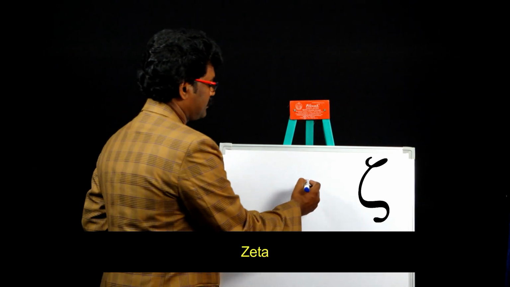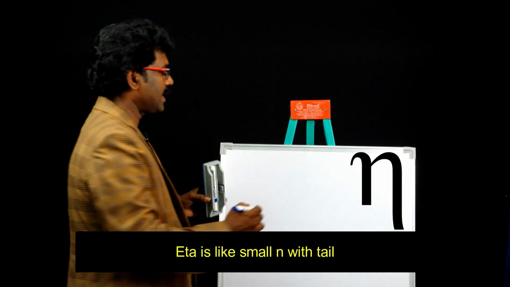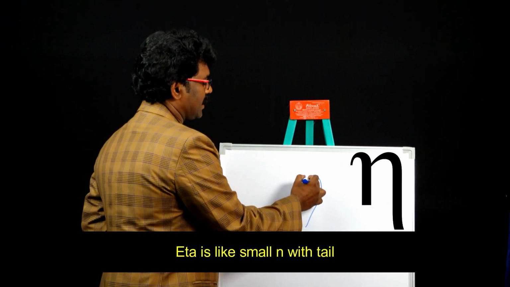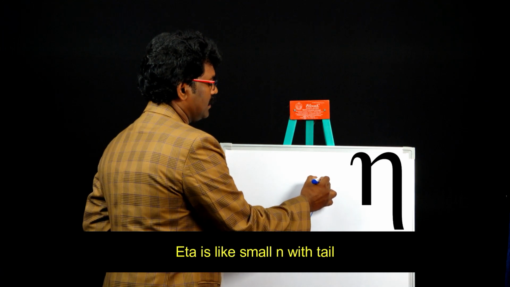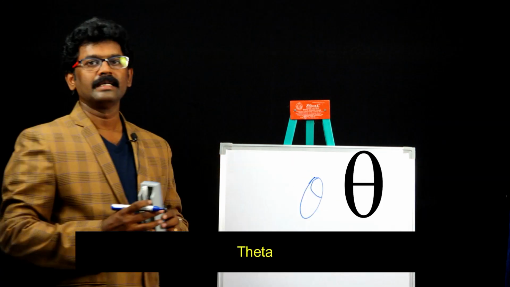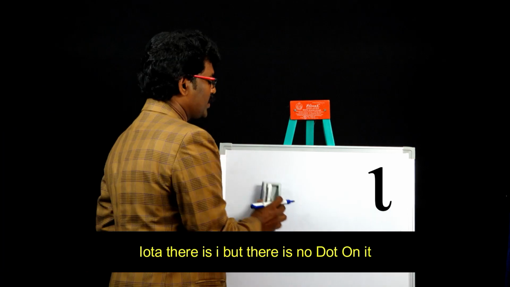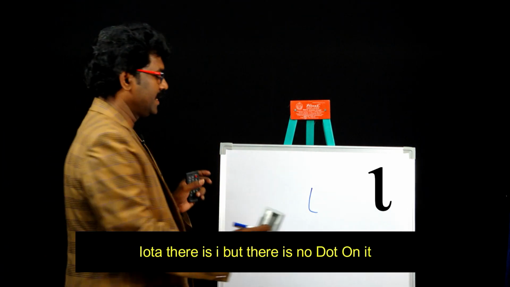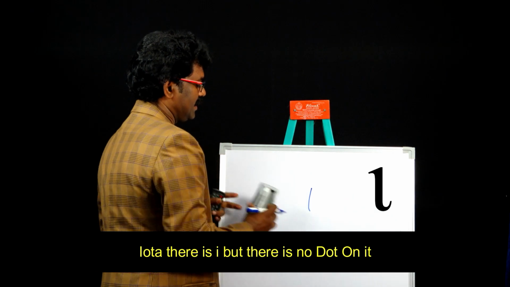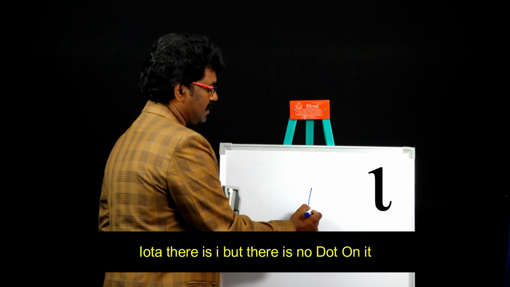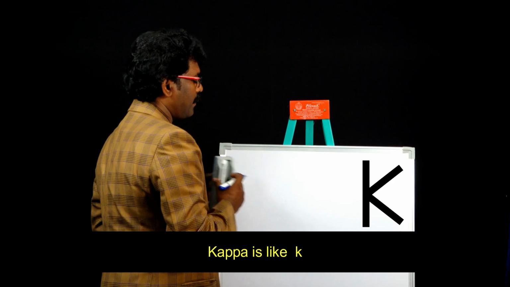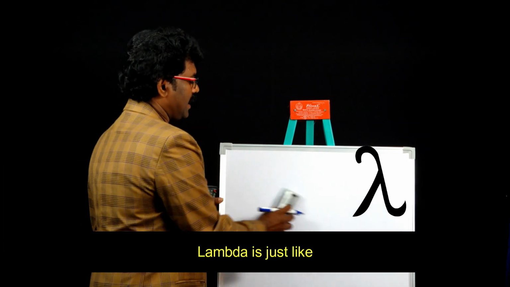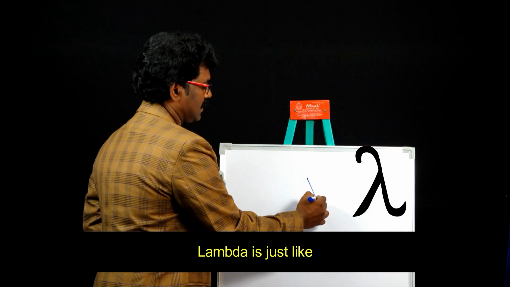Zeta. Eta. It's like a small n but with a tail. Theta. Iota. It's like an I but there is no dot on it. Kappa is just like K. Lambda. Lambda is just like this.